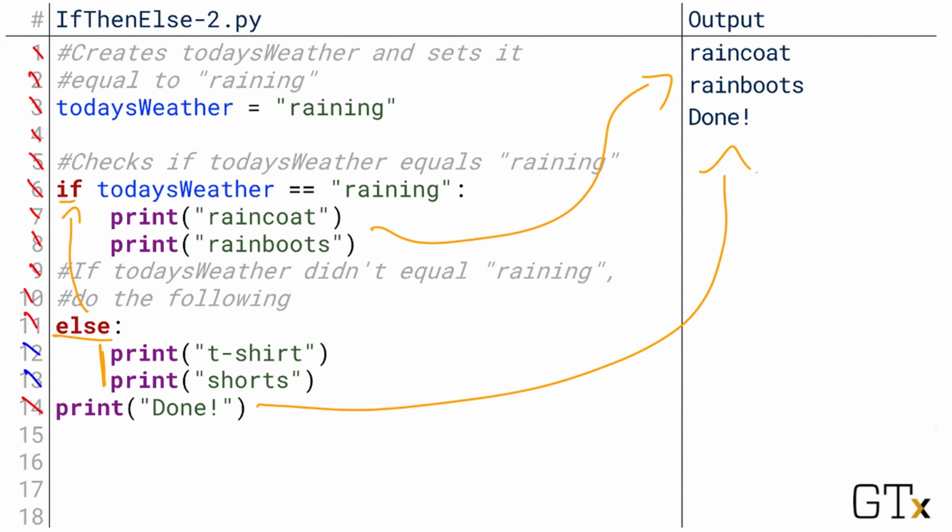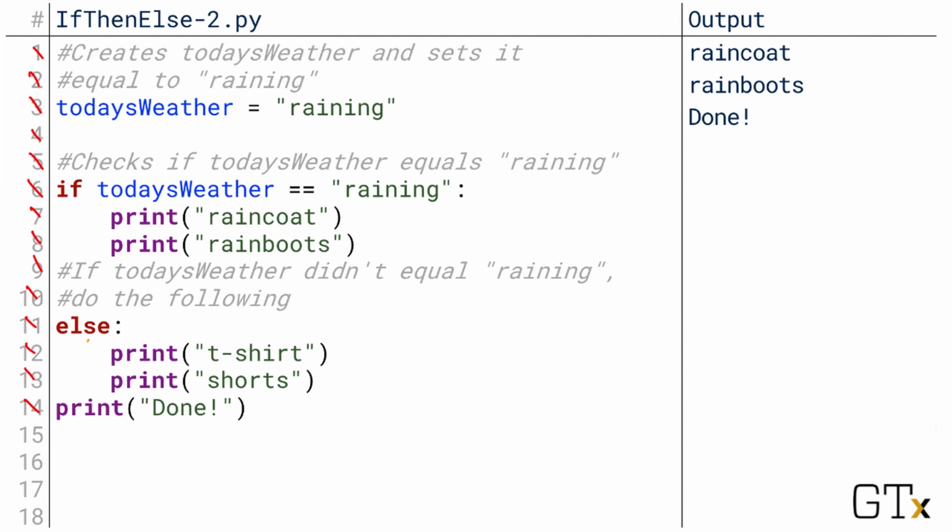This if-else structure guarantees that either the if block or the else block will run. There is no value that we could put in for today's weather that would not print either raincoat and rain boots or t-shirt and shorts. One of these two blocks of code is guaranteed to run, unless our code crashes for some reason.